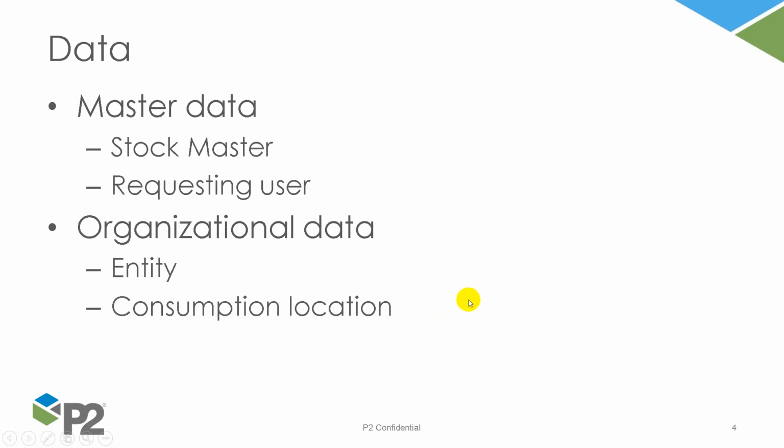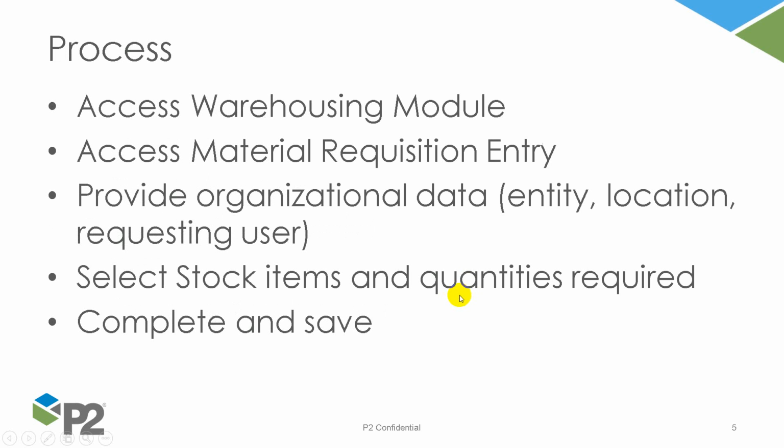In terms of data, the master data involved is the stock master, and also the requesting user. Those are two lists that have to have been previously entered into the system. And then the organizational data is the entity or company code where the request is being done, and the user must also identify the consumption location where the material is going to be charged to.